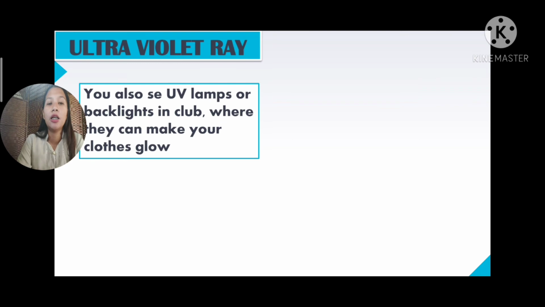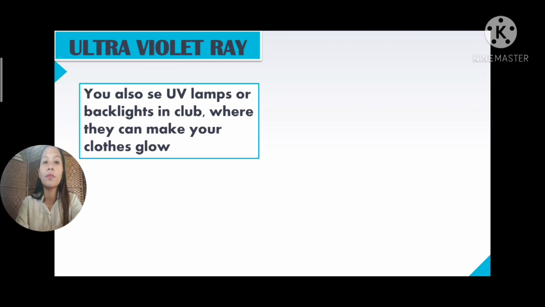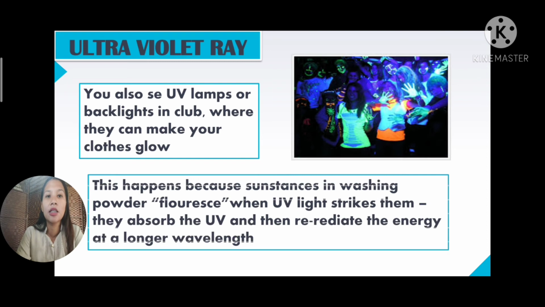Ultraviolet rays also appear as UV lights or backlights in clubs, where they can make your clothes glow. This happens because substances in washing powder, fluorescers, absorb the UV when UV light strikes them and then re-radiate the energy at a longer wavelength.